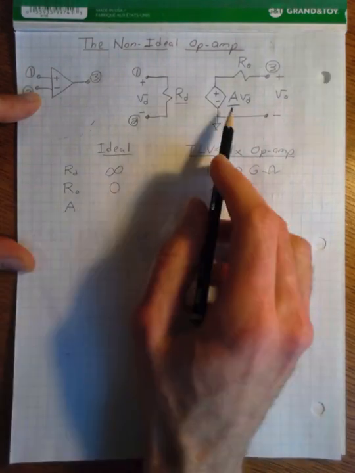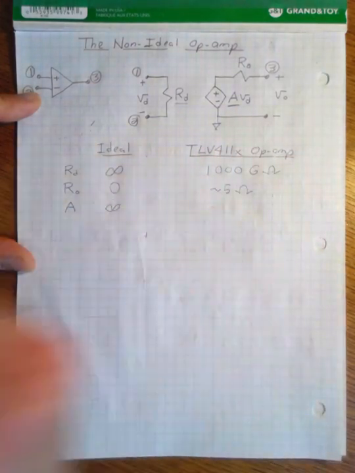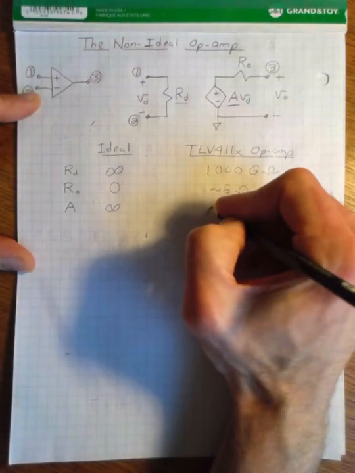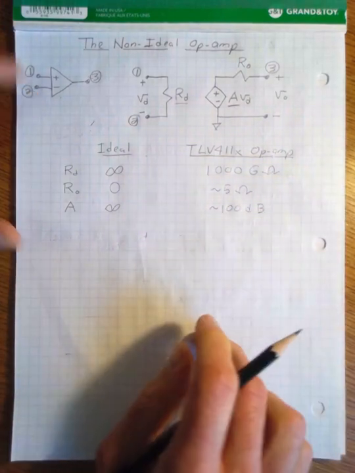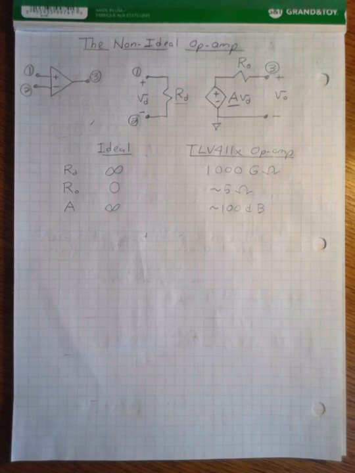Finally, what about this gain? Well, we said on the previous page that we typically assume that this gain is infinite. Is it really? In the datasheet, this is about 100 dB. So that's 10 billion in linear terms. And that's pretty high, right? That's a very significant amount of gain. Not infinite, but still a really, really big number. So that's kind of how we stack up.